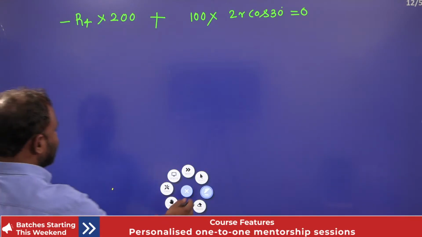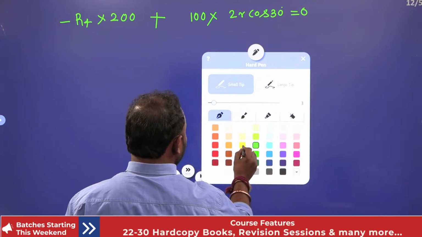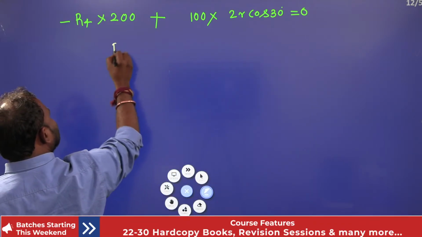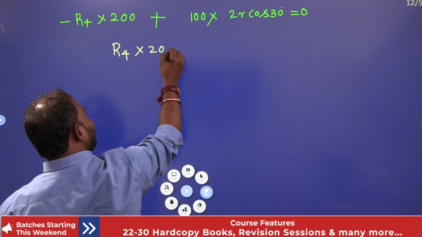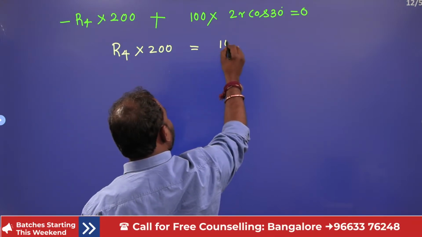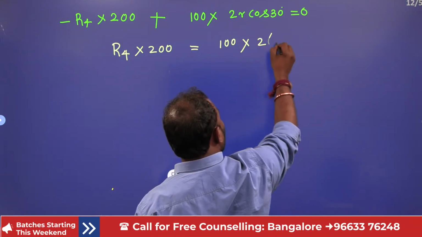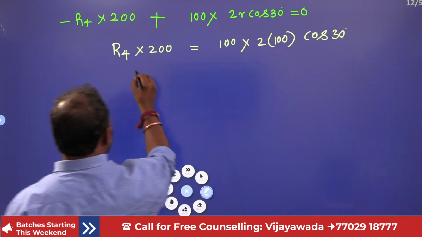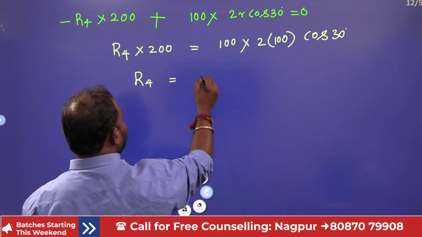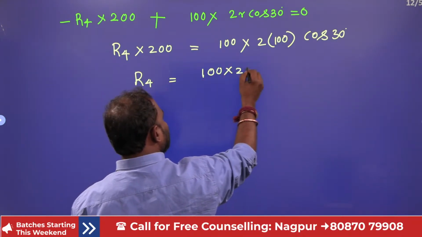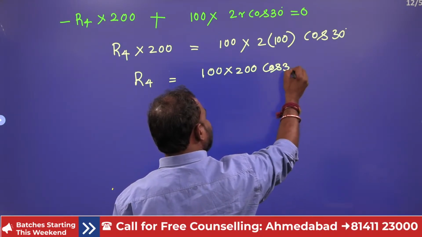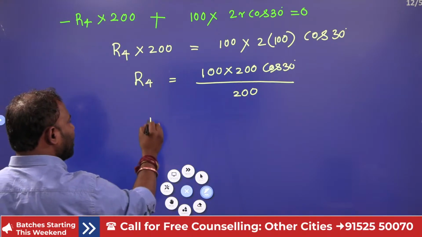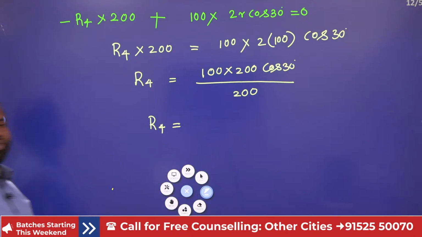Now we can solve this in a very easy way. Here I can write R4 equals 100 into 100 cos 30 divided by 100. Now find R4. You will get the same answer as we got in the previous case.